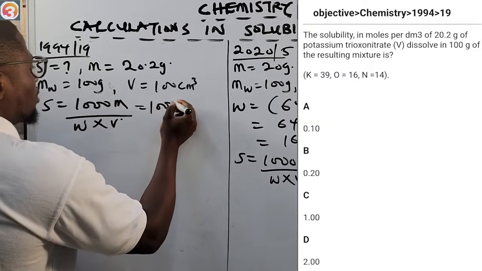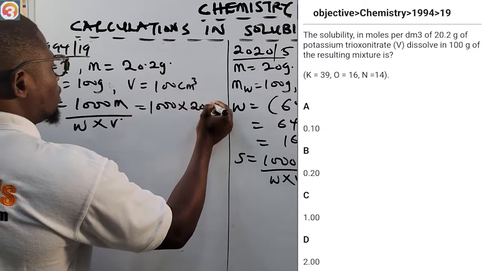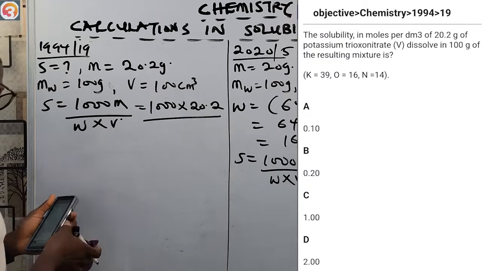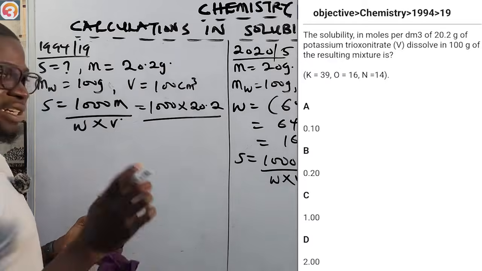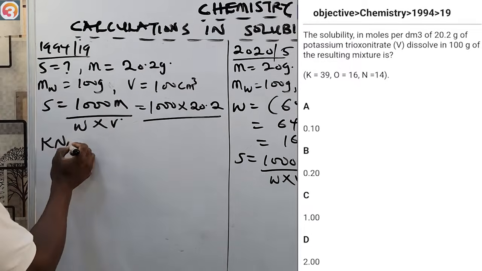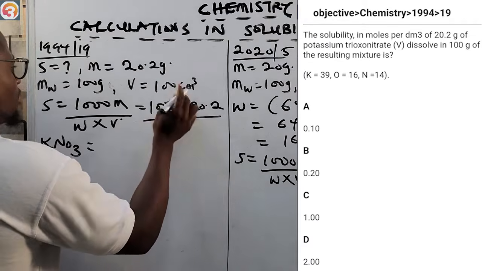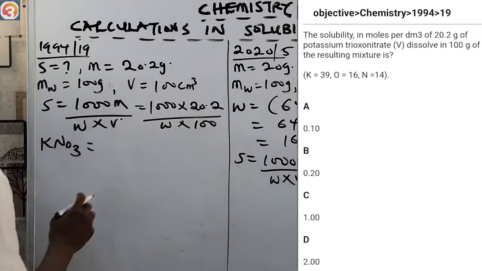1000, you know the mass, 20.2, all over the molar mass. We need to calculate the molar mass of what? Potassium trioxonitrate(V), that is KNO3. Let's calculate that. W times V, that is 100 here. We need W.